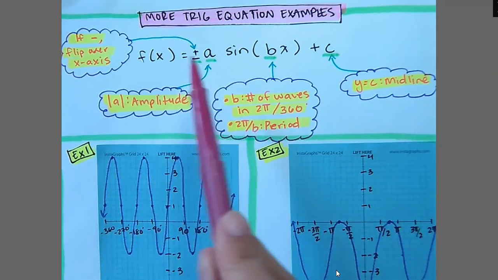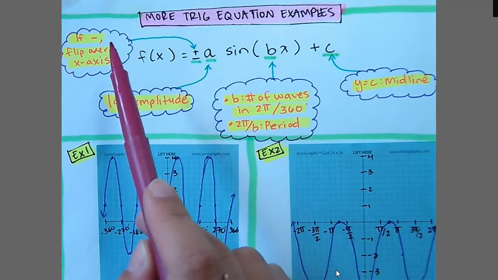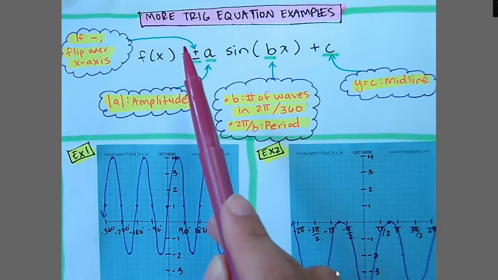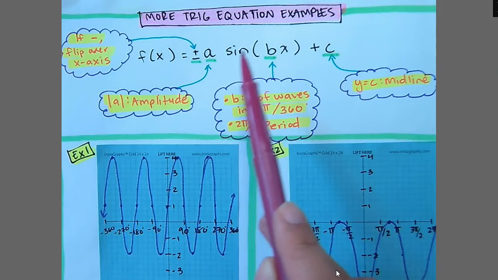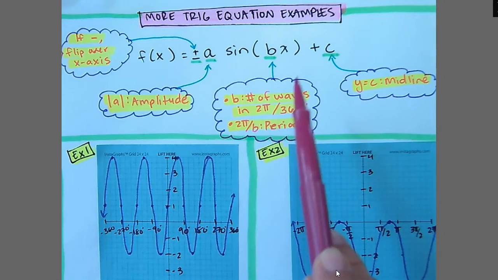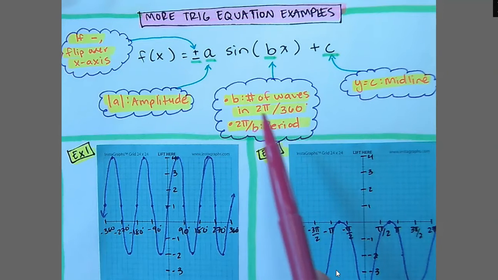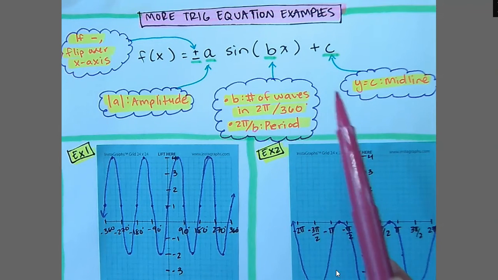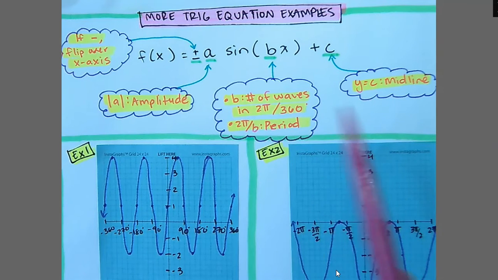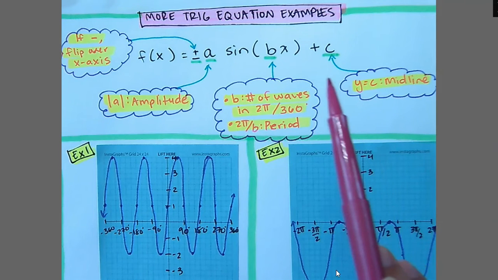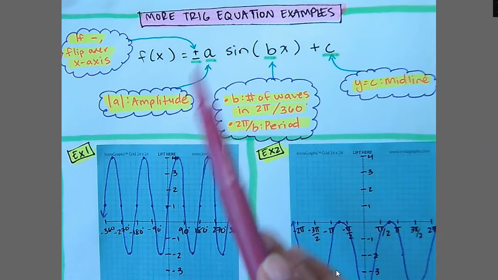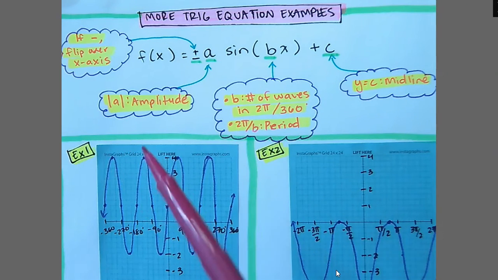We always have f of x equals the plus or minus, which is if it's negative, it flips over the x-axis. Then we're going to do sine or cosine. Remember, sine starts in the middle, cosine starts at the maximum. B is the number of waves in 2 pi or 360, and the period is 2 pi over b or 360 over b. Okay, and the midline is your c on the end. Y equals c is the midline, and the amplitude is the absolute value of the a.